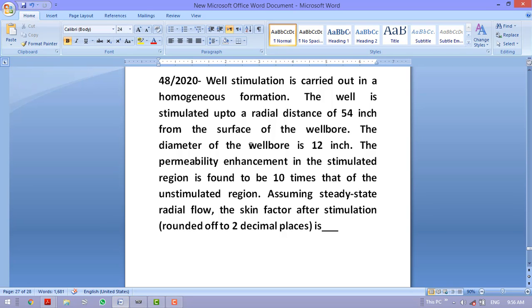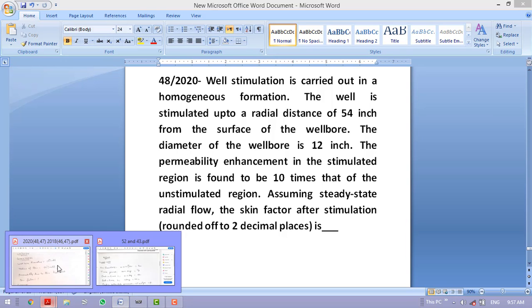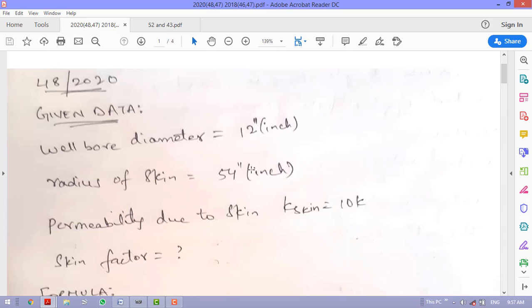So when we are going to solve the problem, we also have to include the wellbore radius in the radius of skin. So that's the point I want to make here, and because of this reason only he has given this question in 2 marks. So let us quickly see the answer for it.